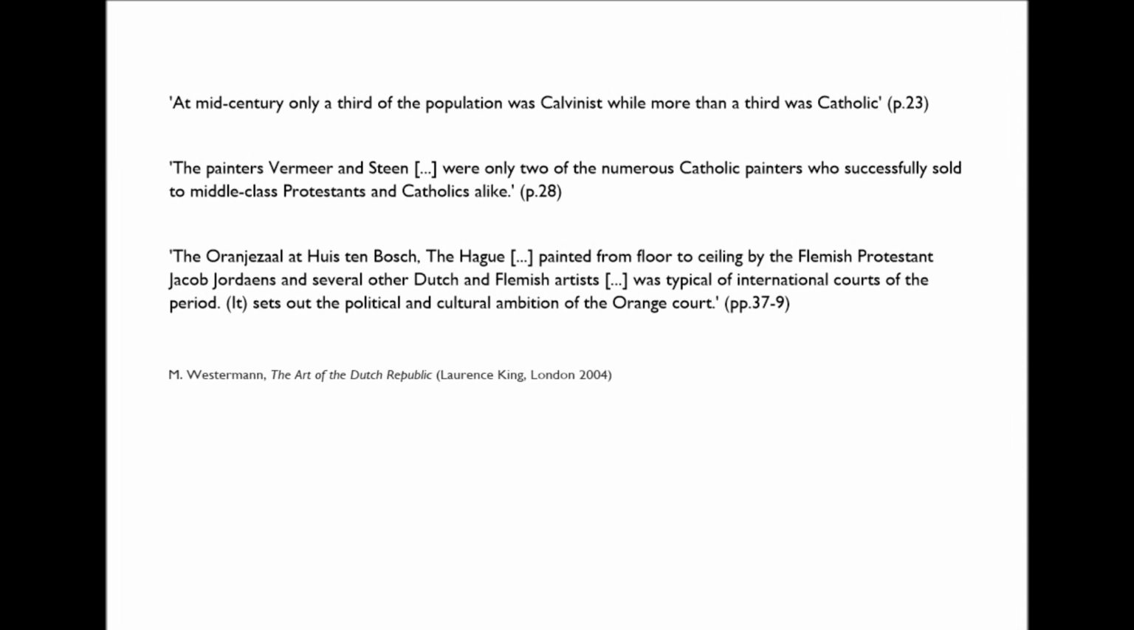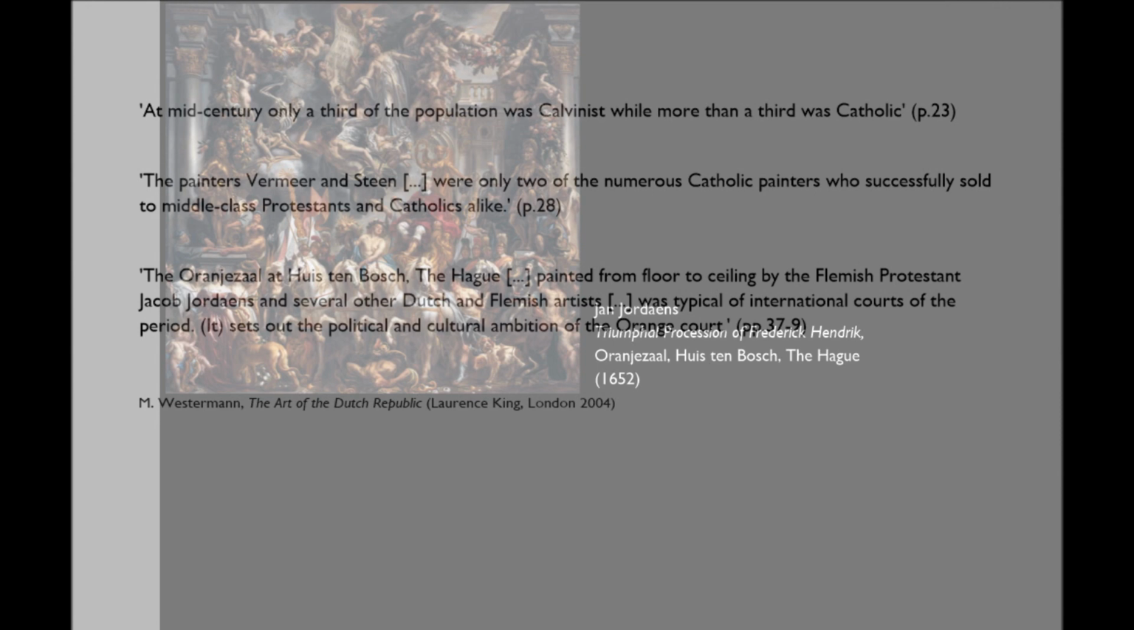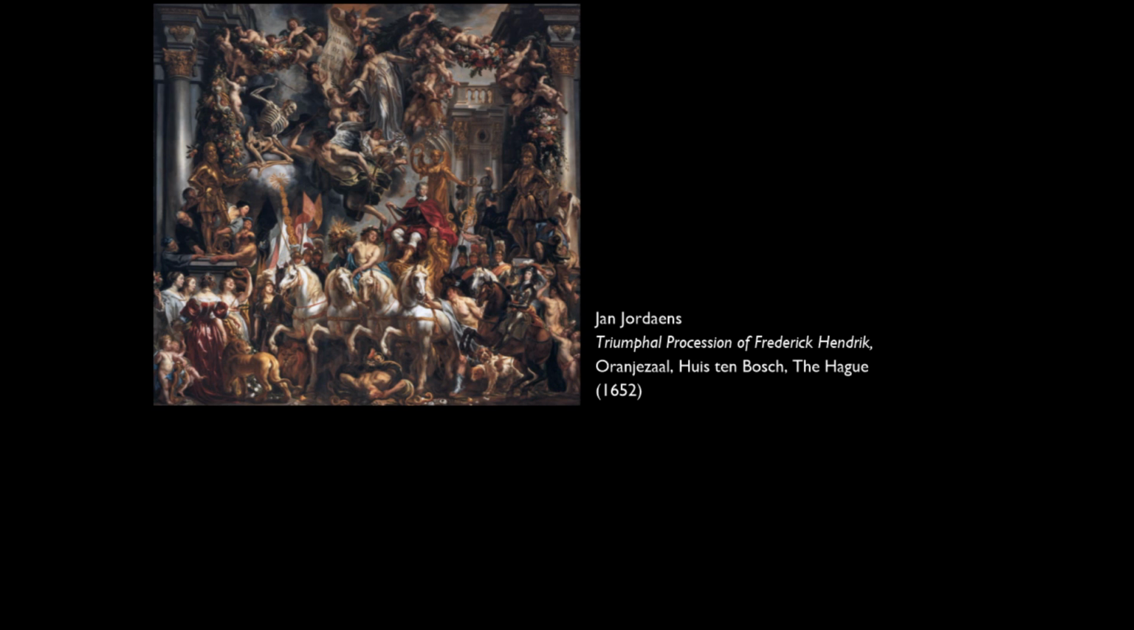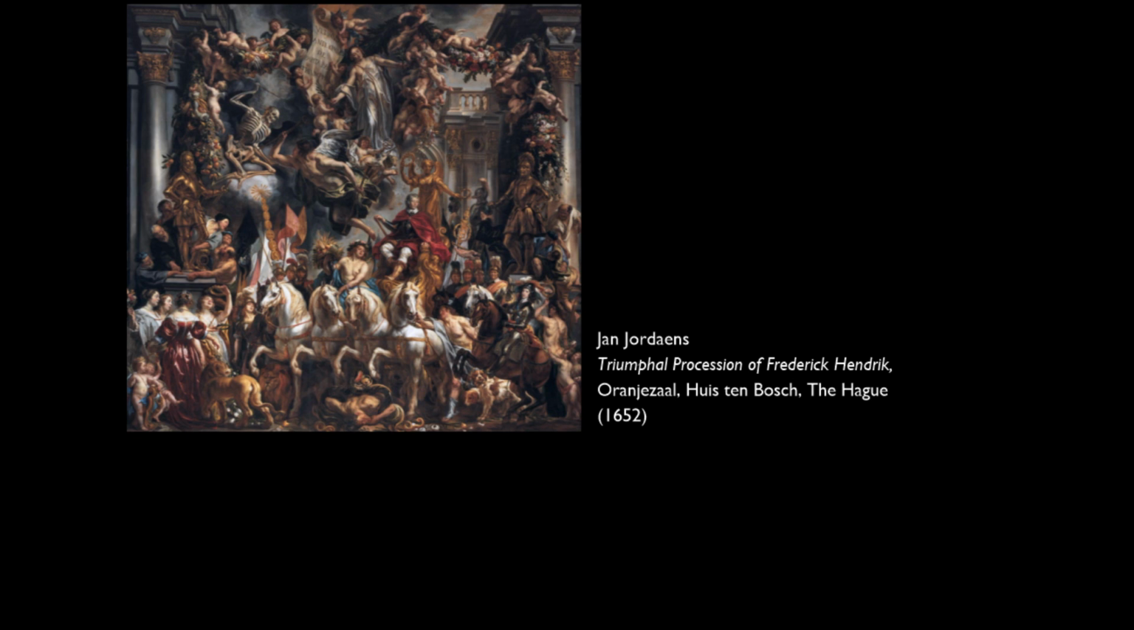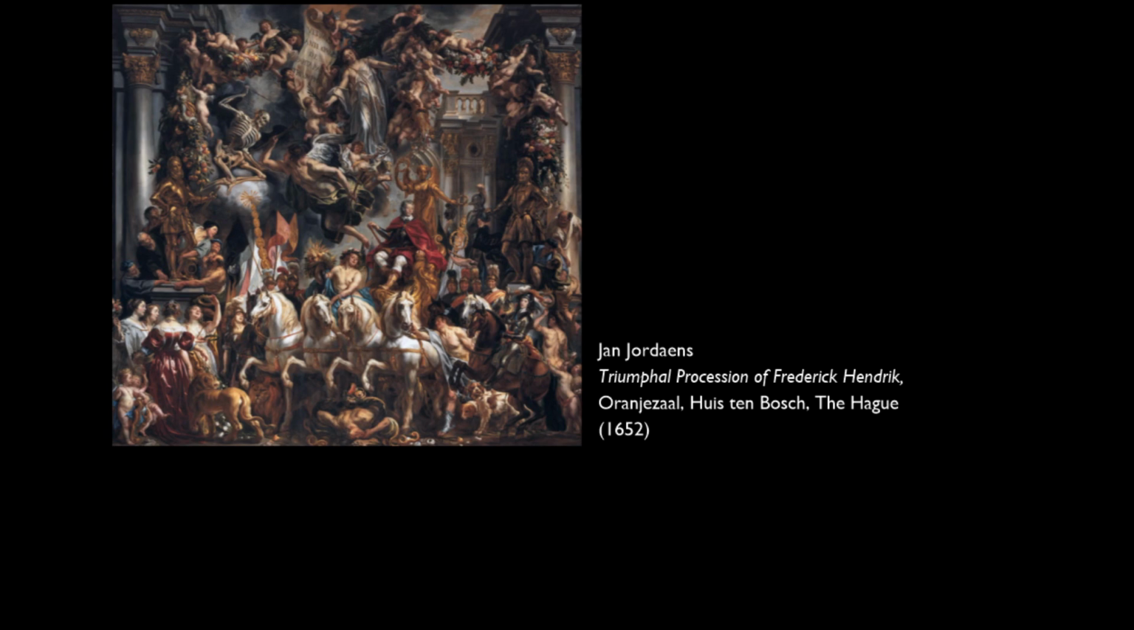Also, it should be mentioned that the ruling aristocratic patrons of the North, the House of Orange, favoured the style predominant in the Catholic South for decoration of their palaces, as is evidenced by the choice of the southern Flemish artist Jacob Jordaens for the decoration in the Oranje Zaal in Huis ten Bosch, a palace of the Stadhouder Frederick Henry, which his wife decorated in a glorification of her late husband after his death in 1647.